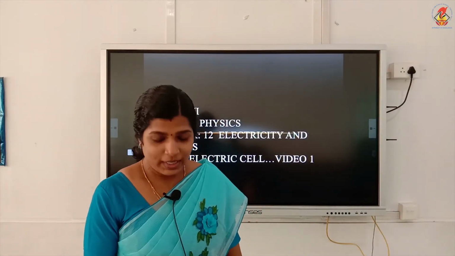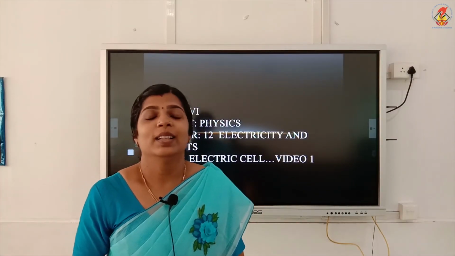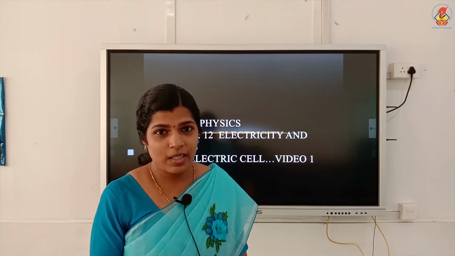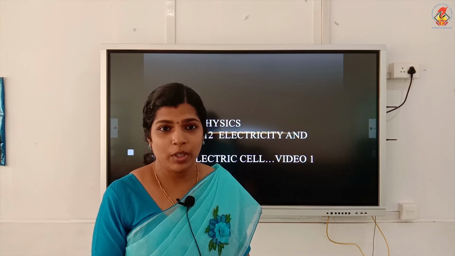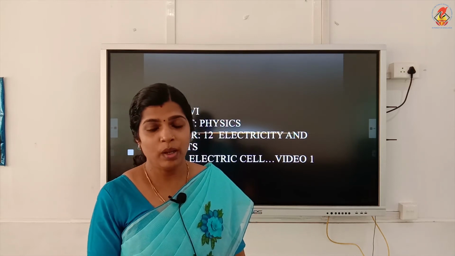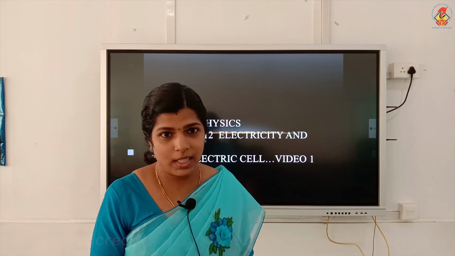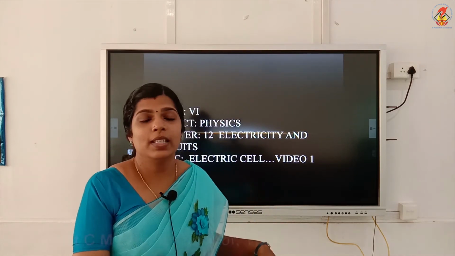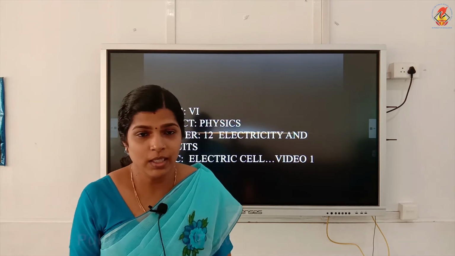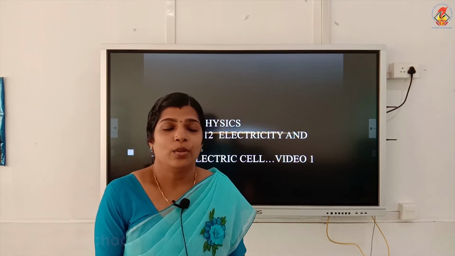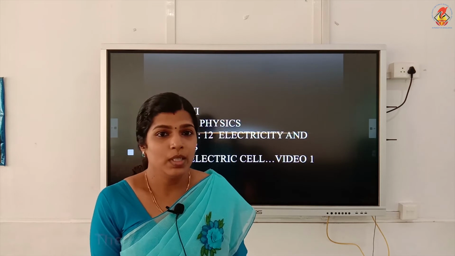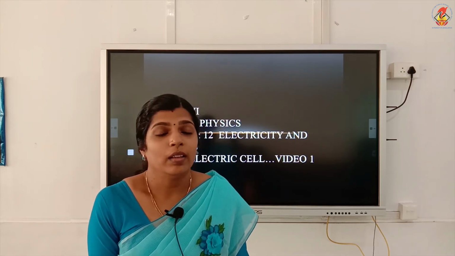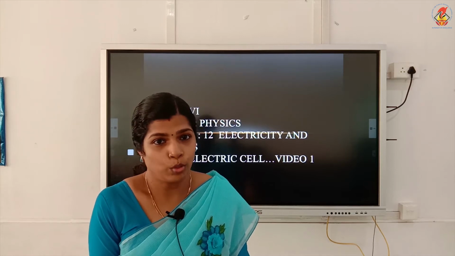Welcome back, students. We will start our new chapter, electricity and circuits, chapter number 12, page number 116. In this chapter we will discuss electricity, electric bulb, open circuit, closed circuit, and the parts of the torch.